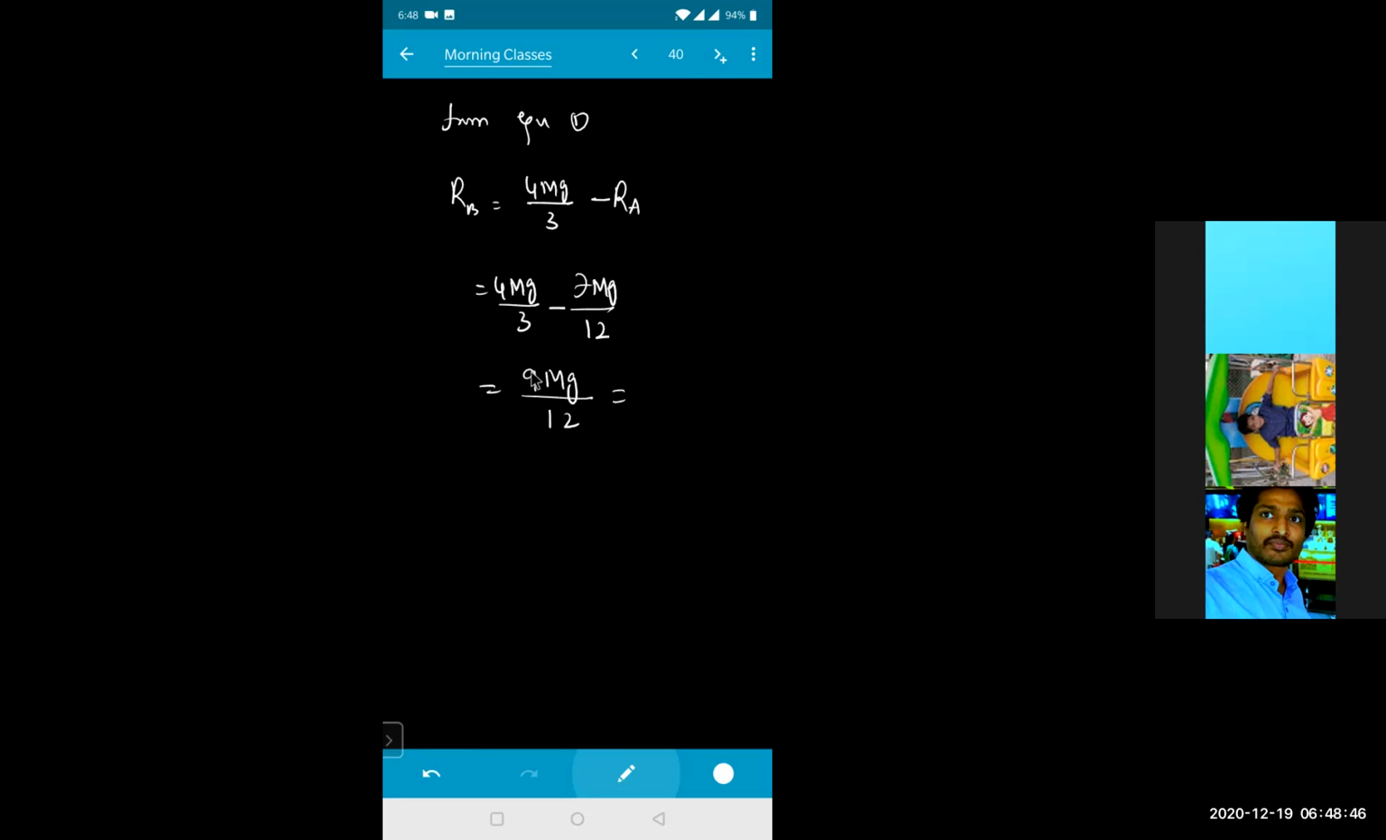It is 9 mg by over 12. This will reduce further, 3 3s, 3 4s. So this will be equal to 3 times mg divided by 4. Isn't it? So the reaction forces will be equal to how much? The reactions at the supports will be equal to how much? RA is equal to 7 mg by 12 and RB is equal to 3 mg by 4. Okay? Got it?